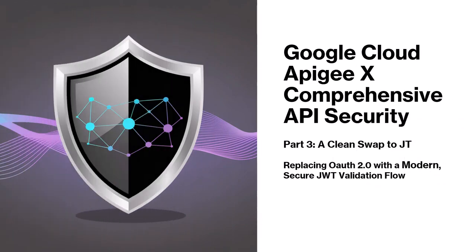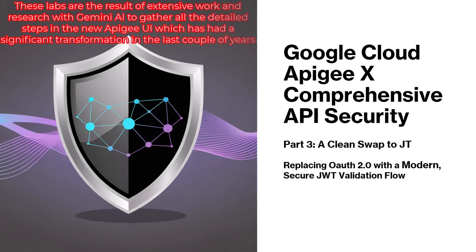In this section, we are going to completely replace the OAuth 2.0 scheme we just built with the modern JWT validation flow. The OAuth 2 scheme was in part 2. So if you have not seen part 2, please do visit it, which will be in the cards and also in the description below this video.